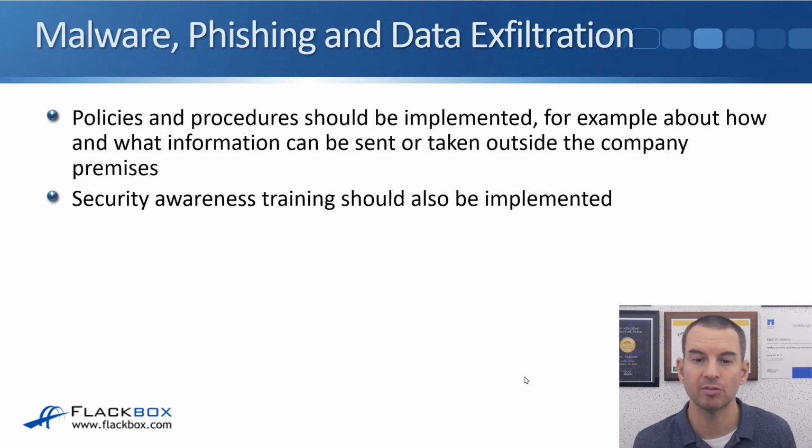Policies and procedures should be implemented, for example, about how and what information can be sent or taken outside the company premises. For example, to prevent data exfiltration, you could have a policy that staff are not allowed to have corporate data on USB sticks, because that would be easy to lose in a public place. Security awareness training should also be implemented. So, for example, you should train your staff about the dangers of phishing and tell them that they should not open suspicious emails, that they should call a member of the IT staff to investigate it.